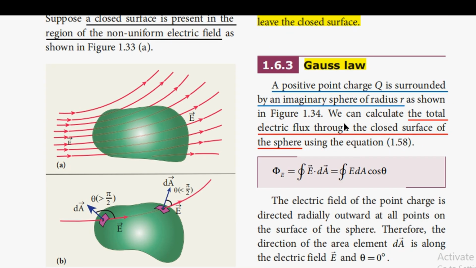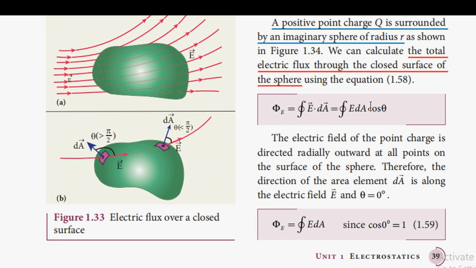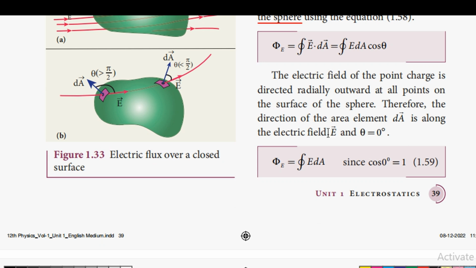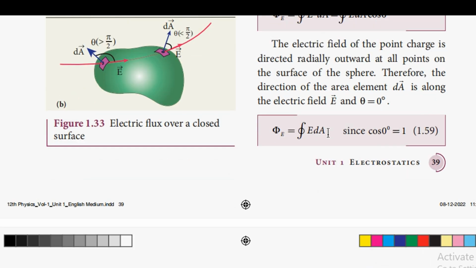Next, let us study Gauss law. For this, let us consider a positive point charge Q surrounded by an imaginary sphere of radius r, as shown in the diagram. We can calculate the total electric flux through the closed surface of the sphere using equation 1.58, and phi E is given by closed integral of E dot dA, that's equal to closed integral of E dA cos theta. The electric field of a point charge is directed radially outward at all points on the surface of the sphere. Therefore, the direction of the area element dA is along the electric field E and theta equal to 0.